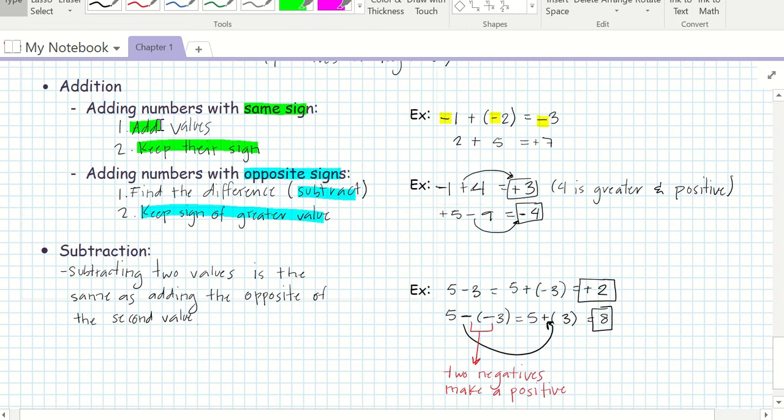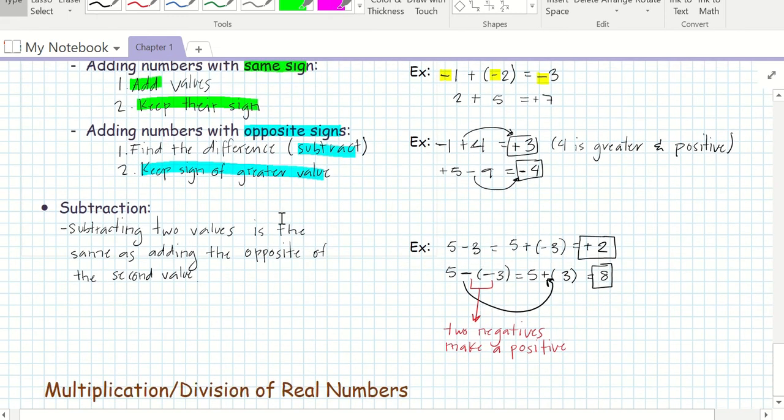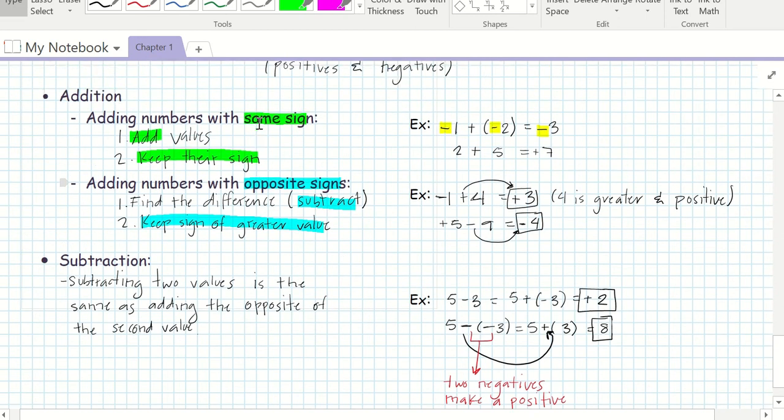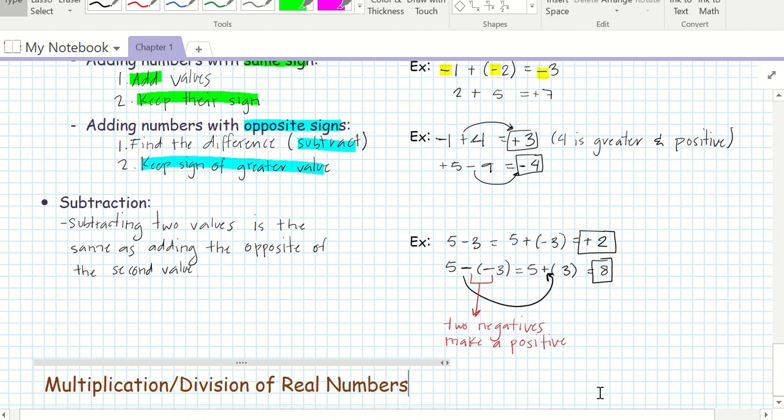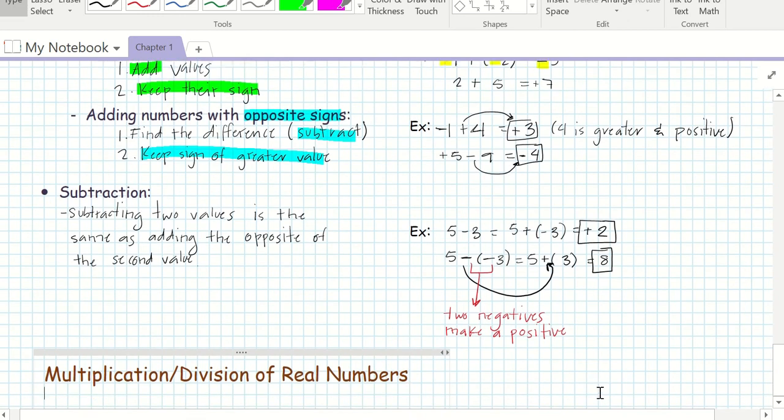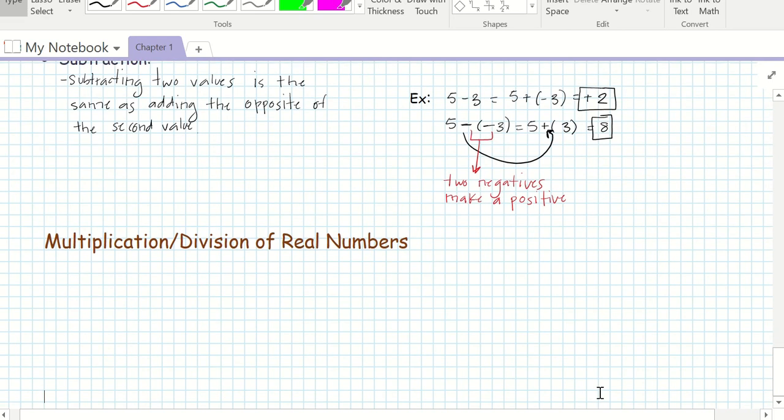Again, I'm really trying. I know this is not the super cleanest notes. However, I'm going to be sending you a copy of this, and just have it updated there in Canvas. So if you want to go back and read the notes, right? But this is basically what adding and subtracting real numbers is. So now let's go ahead and talk about multiplication and division of real numbers. Okay.